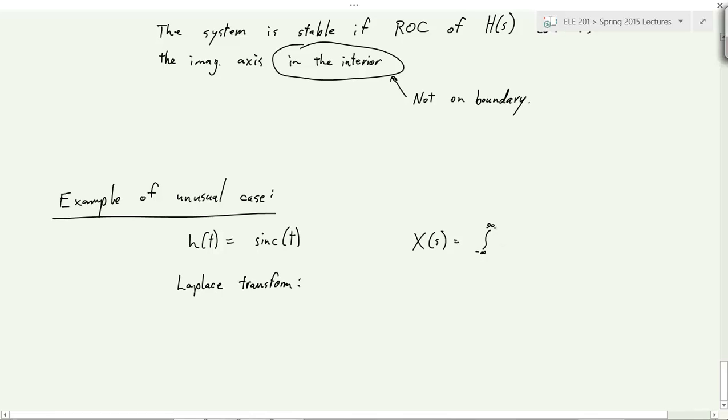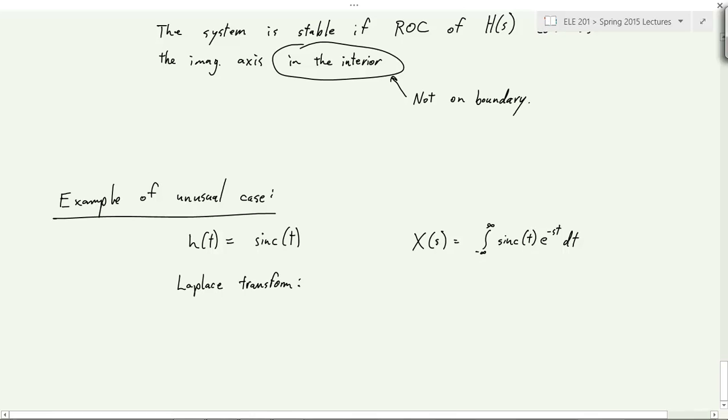All right, let me write out the integral here. The integral of sinc of t times e to the minus st dt. Now notice something here. Sinc behaves like 1 over t in the positive t direction and like 1 over negative t in the negative t direction. Sinc tapers off. In both directions it's symmetric, and it tapers off like 1 over t.